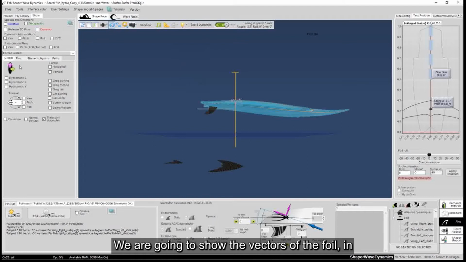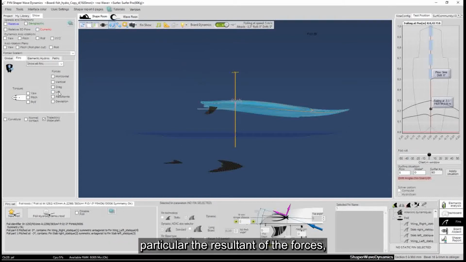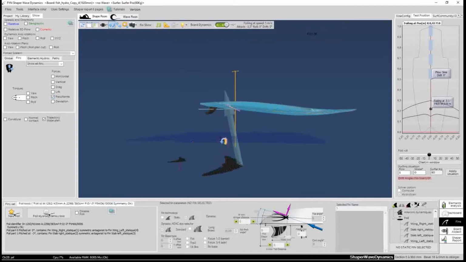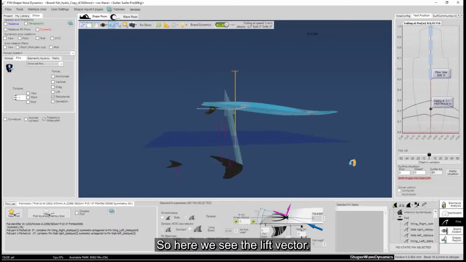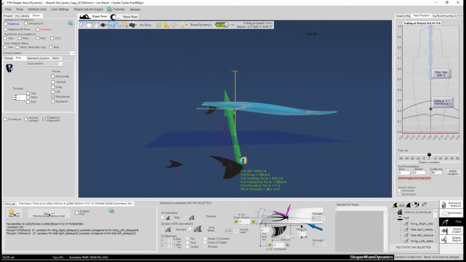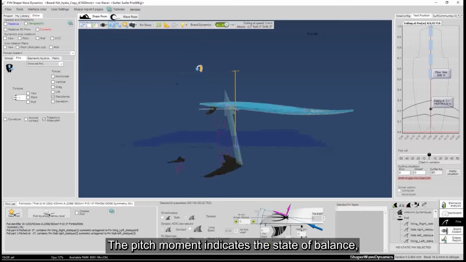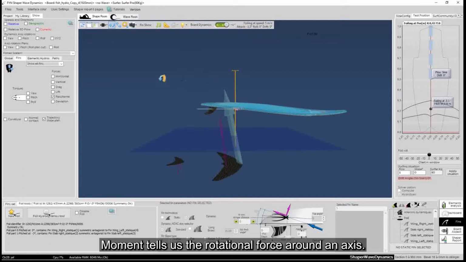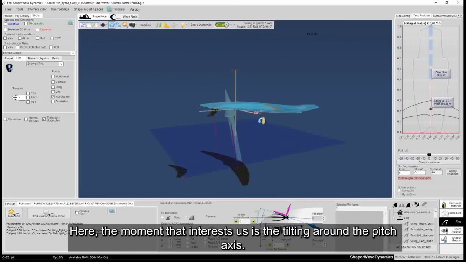We are going to show the vectors of the foil, in particular the resultant of the forces. So here we see the lift vector, which indicates its vertical component of 815 newtons, which corresponds to the weight of the surfer and his board. We will also see the pitch moment. The pitch moment indicates the state of balance, depending on the position of the surfer. A moment tells us the rotational force around an axis. Here, the moment that interests us is the tilting around the pitch axis.